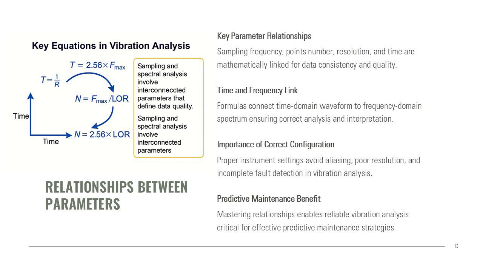Sampling and spectral analysis involve interconnected parameters that define data quality. Key relationships include Fs equals 2.56 times Fmax, N equals 2.56 times LR, R equals Fmax divided by LR, and T equals 1 divided by R. These formulas link the time domain waveform and frequency domain spectrum, ensuring consistency in data acquisition and analysis. Understanding these relationships helps analysts configure their instruments correctly to achieve the desired balance between resolution, accuracy, and efficiency.